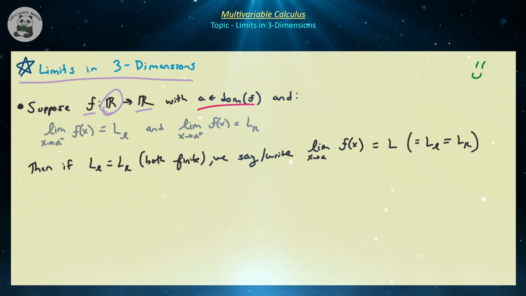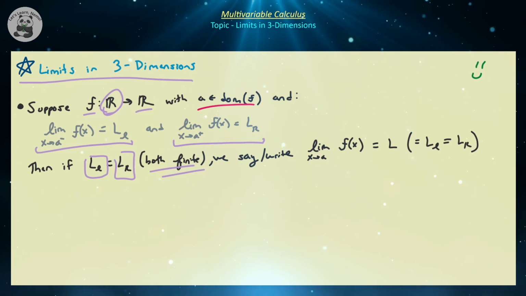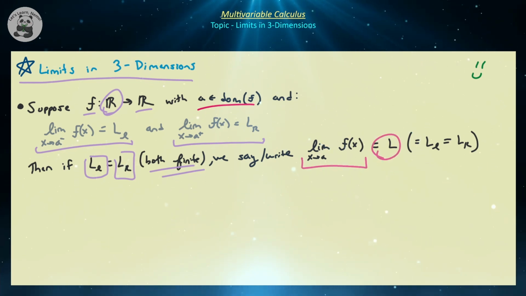Let's also assume that the left-hand limit of a function is equal to L subscript L, for left limit. And let's assume that the limit as x approaches a from the right of that function is equal to L subscript R, or the right limit. So we say that if L left and L right are both equal to each other, assuming finite of course, then we will write that the limit as x approaches a of the function is equal to L, where L is the value that L left and L right are equal to.